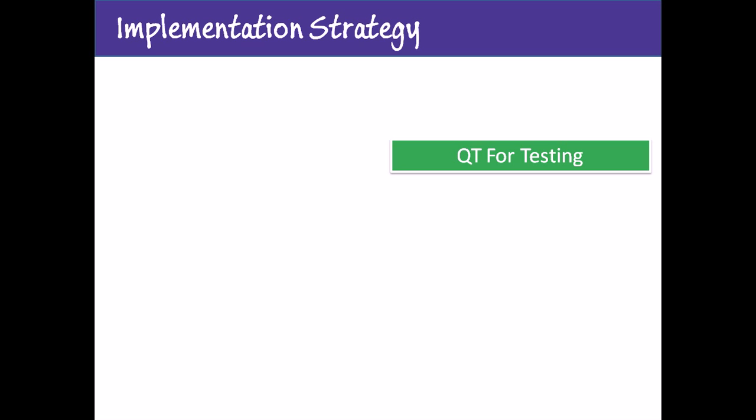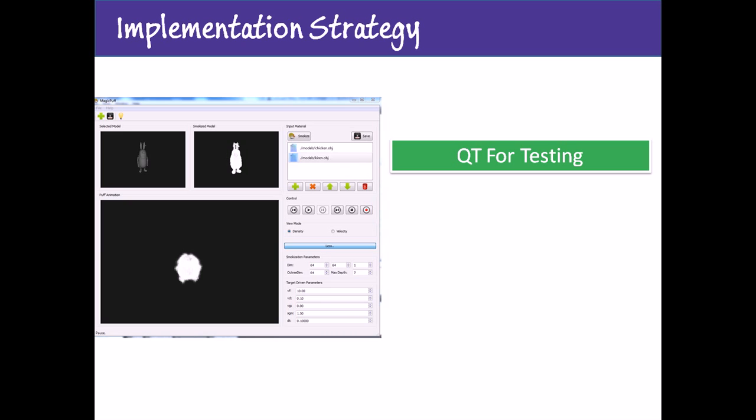As for implementation, we use Qt for testing and Maya C++ API for rendering. MagicPuff in Qt is a standalone application including the function of displaying 3D models, voxelizing 3D models, setting up, processing, displaying, and recording the target-driven smoke animation.